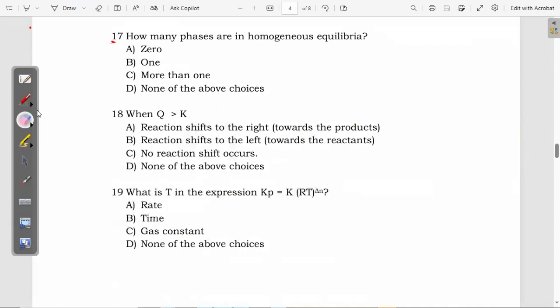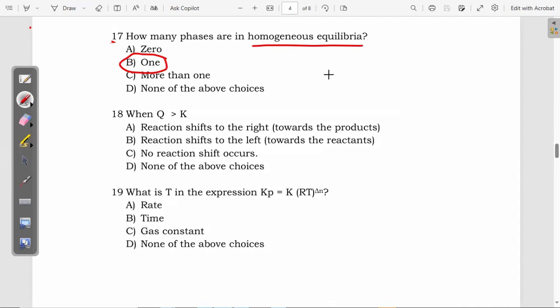So I'll erase this. Question 17, they're asking, how many phases are in homogeneous equilibria? Just by the term homogeneous equilibria, it means that all the species in the reaction you're carrying out should be in one phase. If they are solids, let them all be solids. If they are liquids, let them all be liquids. If they are gases, let them all be gases. That's what we mean by homogeneous. So in homogeneous equilibria, we only have one phase. So the answer here is B.